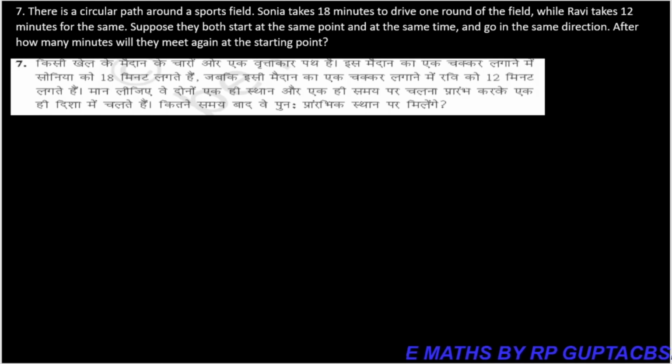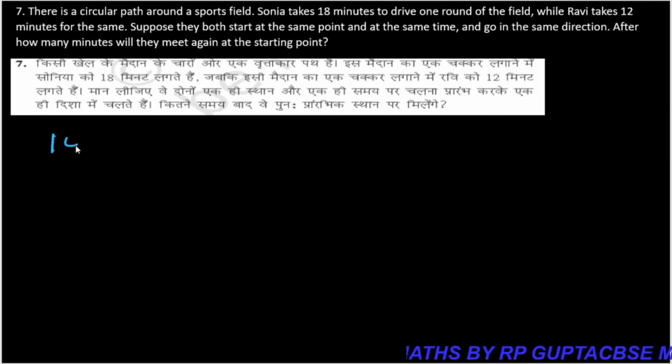What is this question? There is a circular path around a sports field. Sonia takes 18 minutes to drive one round of the field, while Ravi takes 12 minutes for the same. Suppose they both start at the same point and at the same time and go in the same direction. After how many minutes will they meet again at the starting point? Okay children, first of all, we will find out the factors of 18 and 12.